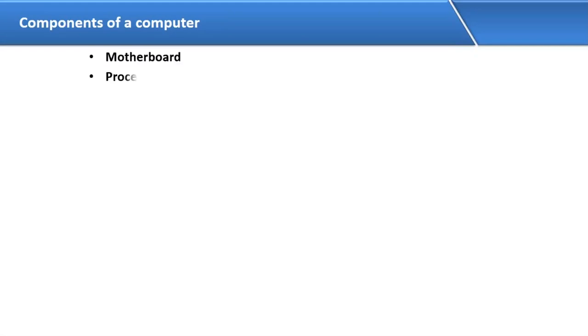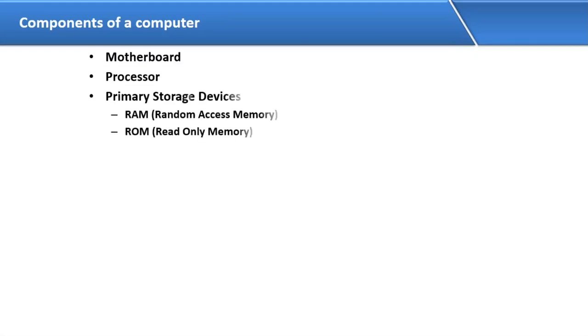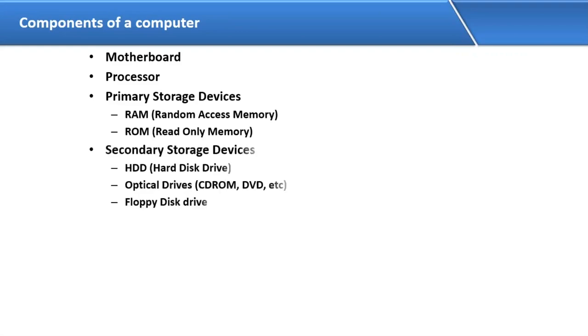We have to check first the motherboard, next the processor. Next we have to check storage. In that we have ROM, which stands for read-only memory, and RAM. And we have to check the optical storage, whether you require CD and floppy disk. Floppy disk is outdated, no one is using that, right?